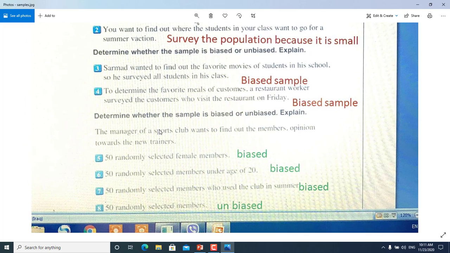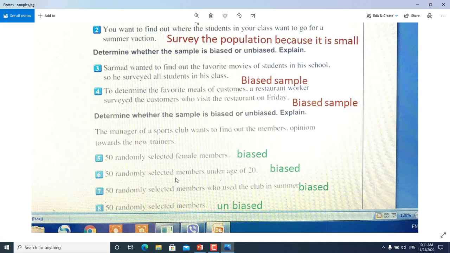And numbers 5, 6, 7, 8, determine whether the sample is biased or unbiased. Explain. The manager of a sport club wants to find out the members' opinions toward the new trainers. So number 5, 50 randomly selected female members. So from there, only females have a chance to be selected. This is biased.